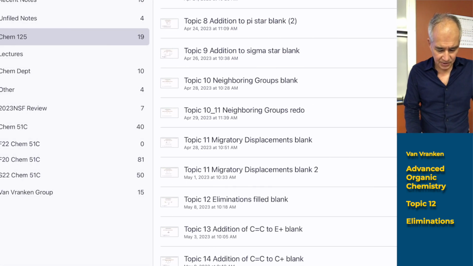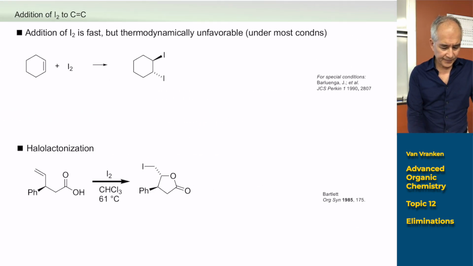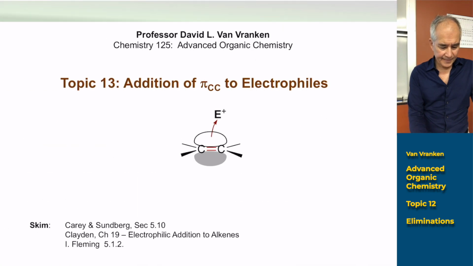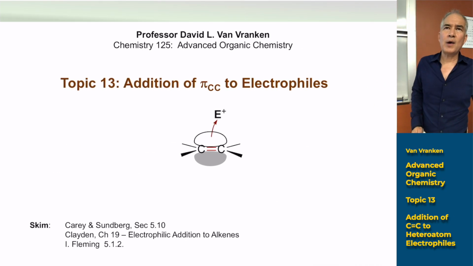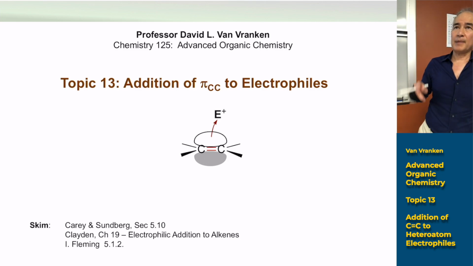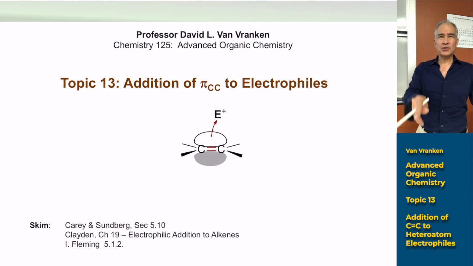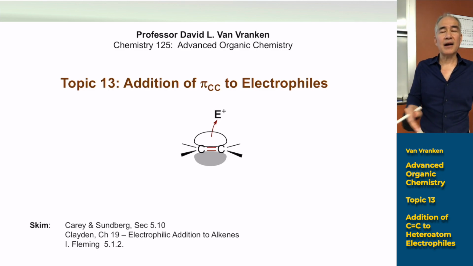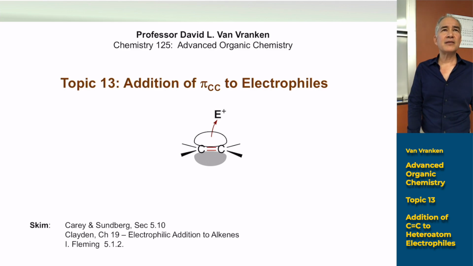Now let's move on to a hugely different topic. So we've been talking about eliminations, which is a way to add to sigma star and push out leaving groups. And we've talked about addition to pi star, like addition to carbonyls. We've talked about addition of nucleophiles to iminium ions. We've mentioned addition to carbonyls that are protonated or maybe have a Lewis acid attached to them. But now we're going to talk about double bonds that are acting as nucleophiles and attacking other things.